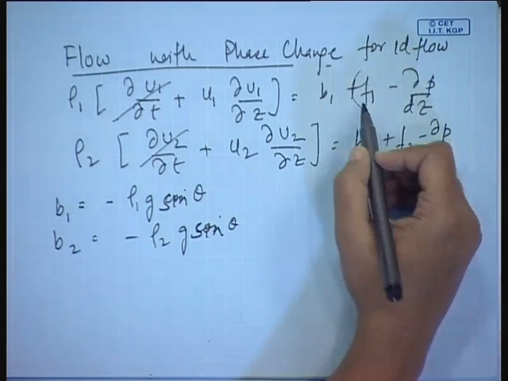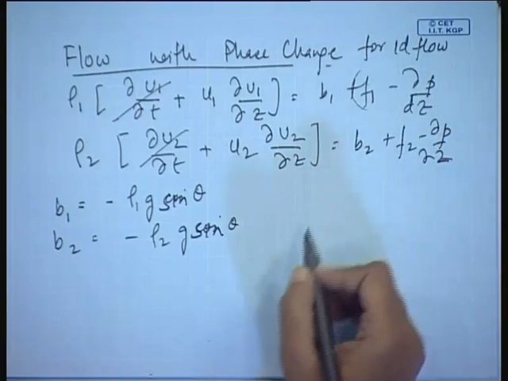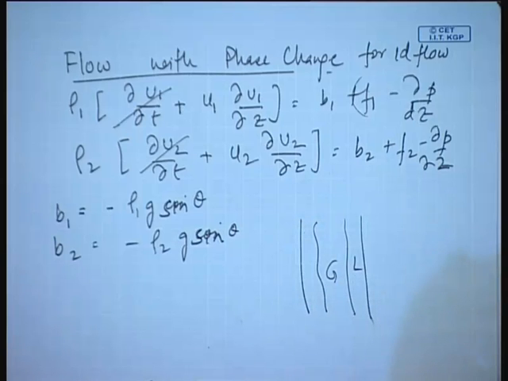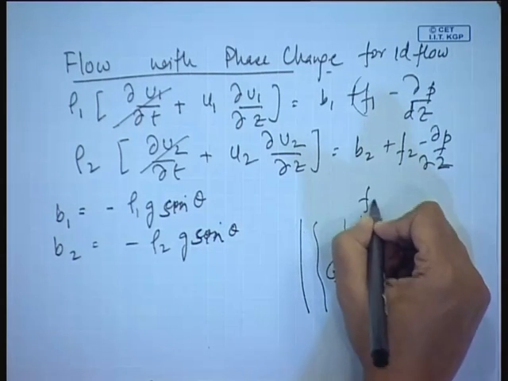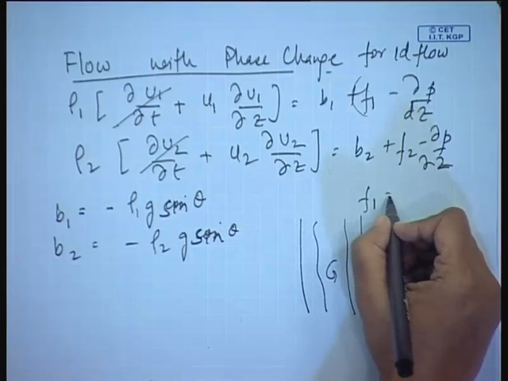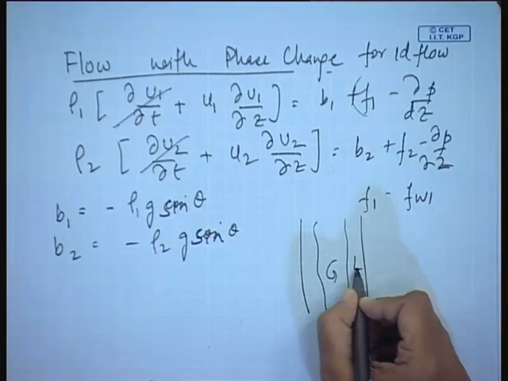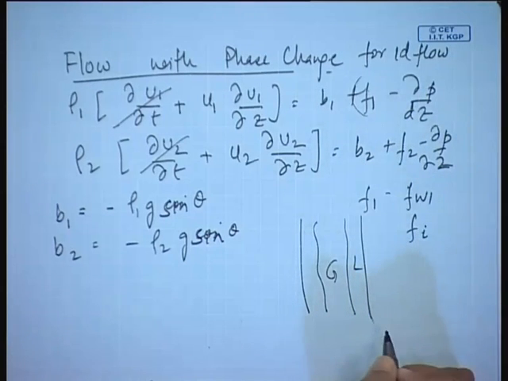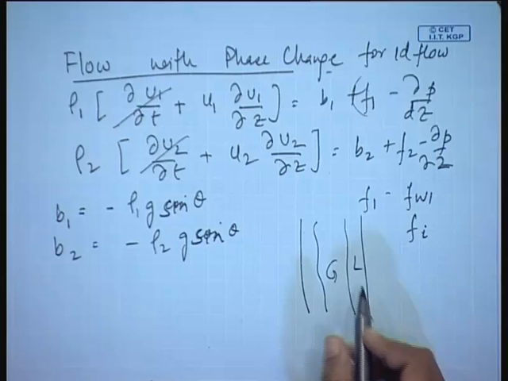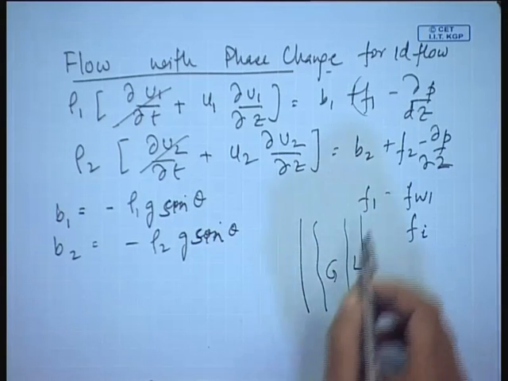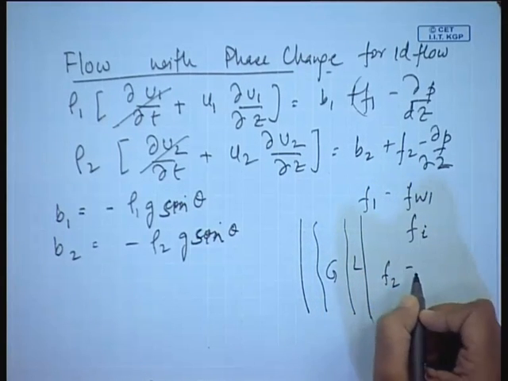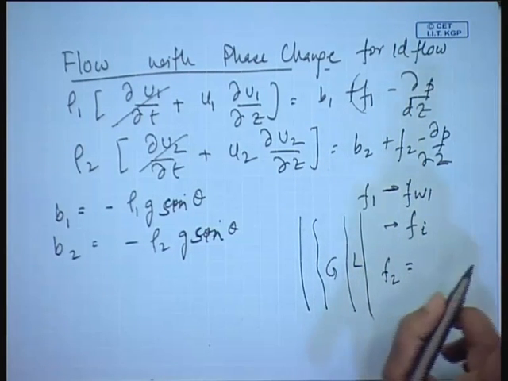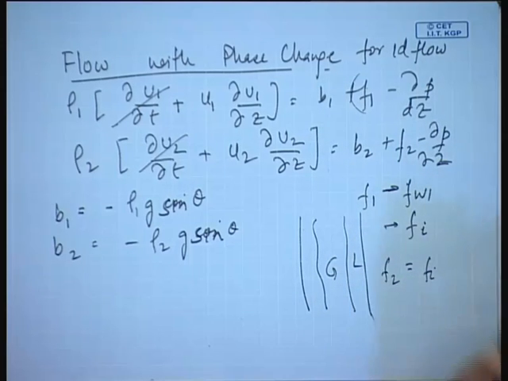So, suppose it is a vertical annular flow. There is a gas core and a liquid film. What will F1 comprise of? It will comprise of FW1, interaction of liquid with the wall, agreed, and Fi, the interface between gas and liquid, fine. And what will F2 comprise of? F2 will comprise of just Fi, because there is no wall interaction for the gas core.